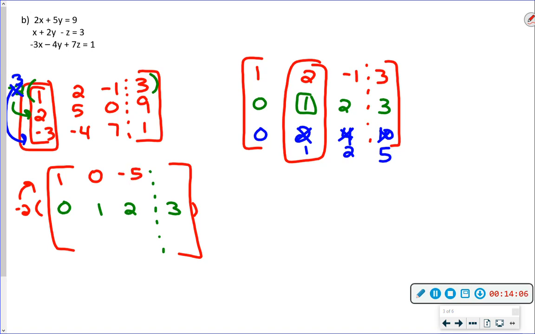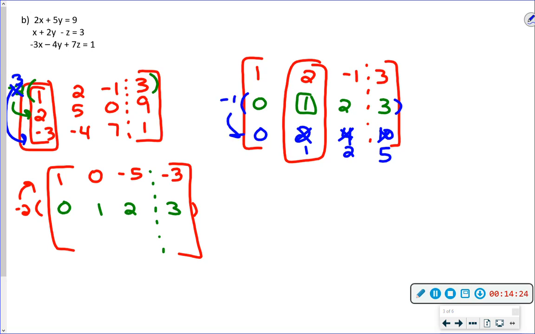Negative 2 times 3, negative 6. Negative 6 plus 3. All right, let's do our bottom row. To get rid of 1, we need a negative 1. So now we're going to do this, of course, by negative 1. We're going to add it into the bottom row.